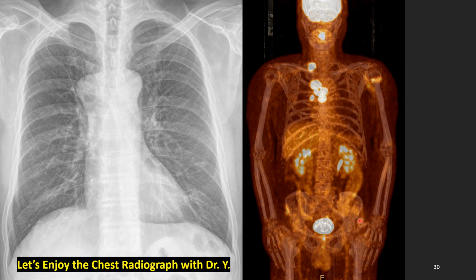This is PET CT image. What do we see? 4R lymph node enlargement. Is that all? No, we have many more things than that. Many more lymph nodes around here, and also large supraclavicular lymph node enlargement. Are they all? No.